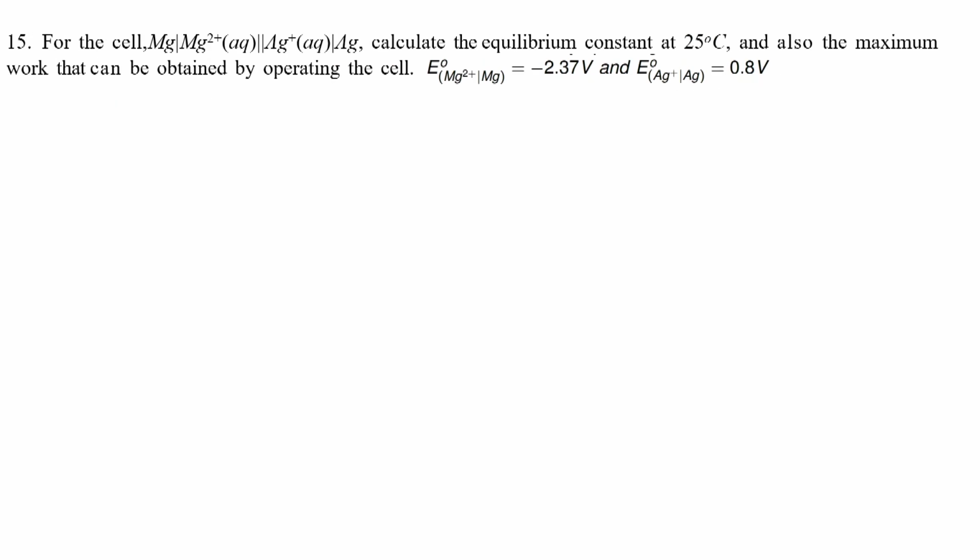Next we move to problem number 15. It says for the cell Mg to Mg2+ aqueous and Ag+ to Ag, calculate the equilibrium constant at 25 degrees Celsius and also the maximum work that can be obtained by operating the cell. So E naught values of Mg2+ to Mg and Ag+ to Ag are given. E naught value of Mg2+ to Mg is minus 2.37 volt and E naught value of Ag+ to Ag is 0.8 volt. So again we will write the half cell reaction.